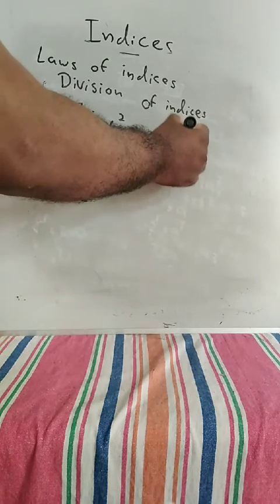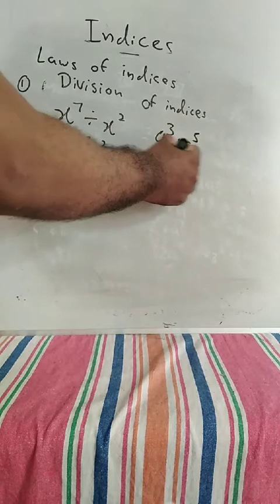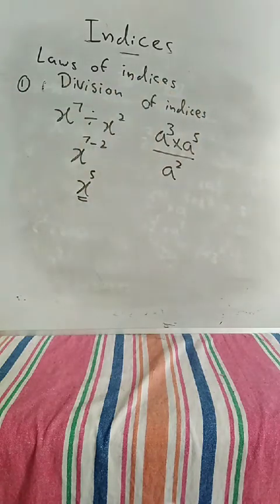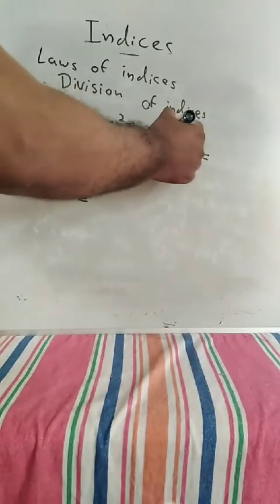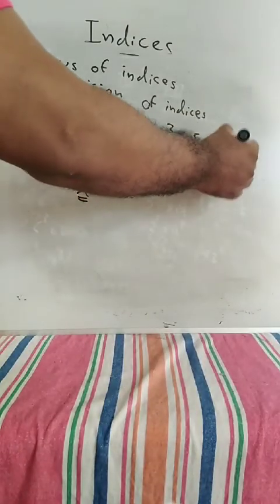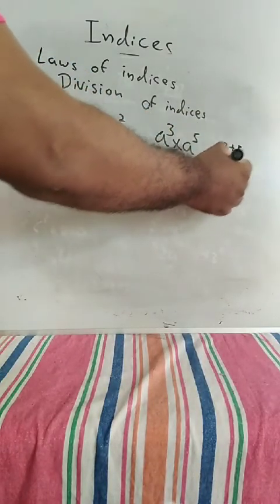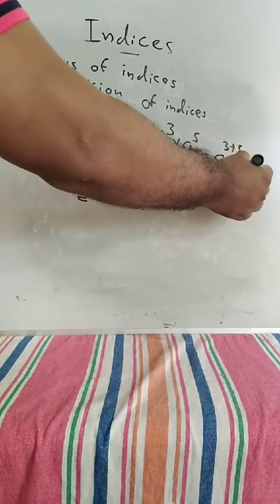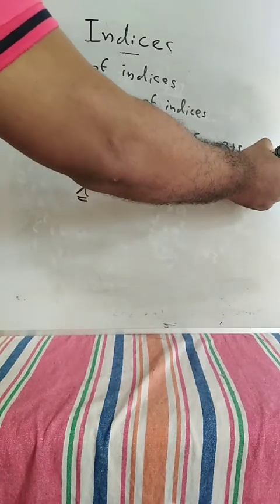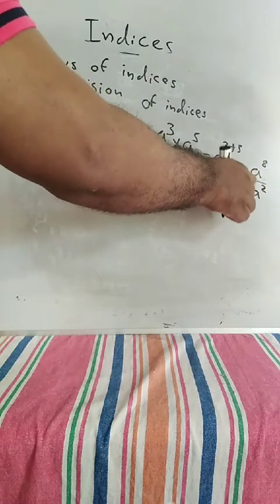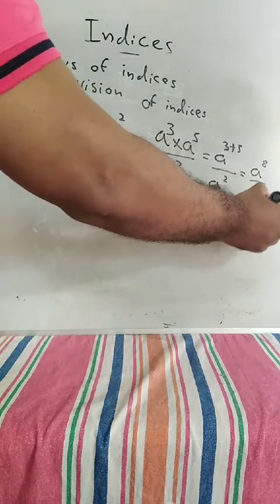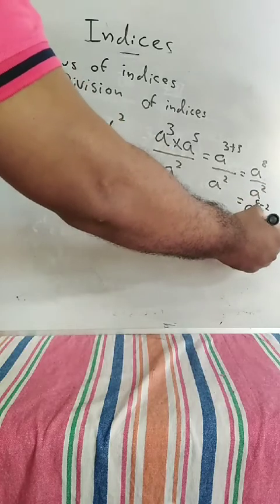a to the power 3 multiplied by a to the power 5, divided by a to the power 2. Here, this is the numerator and this is the denominator. In the numerator, the base is the same, so you can add 3 plus 5, which is 8. The denominator is a to the power 2. Since the base is equal, for division, a to the power 8 minus 2 is a to the power 6.